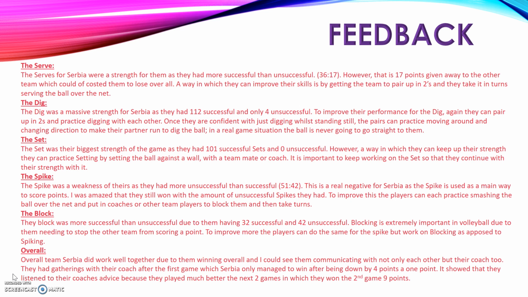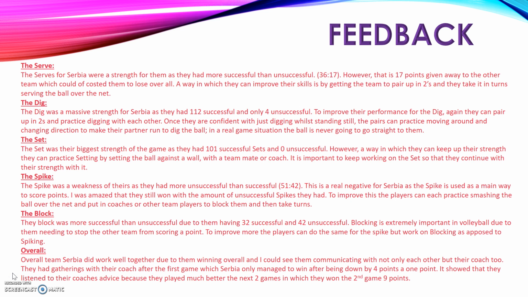The spike. The spike was a weakness of theirs as they had more unsuccessful than successful, being 51 to 42. This is a real negative for Serbia as the spike is the main way to score points, as I have mentioned before. And as I've also said before, I was amazed that they still won with the amount of unsuccessful spikes that they had. To improve this, the players can each practice smashing the ball over the net and putting coaches or other team players to block them and take it in turns.